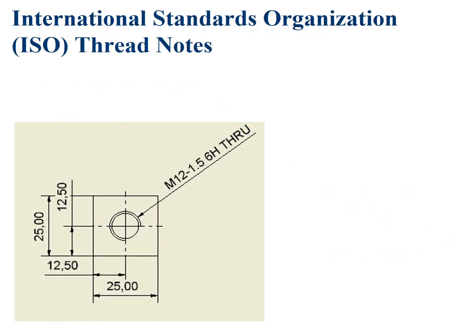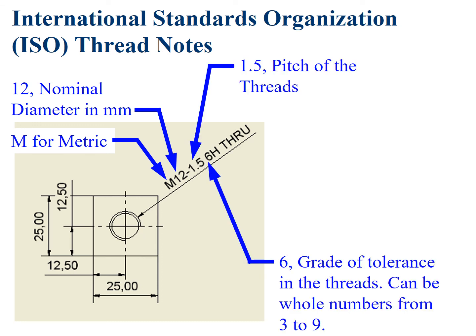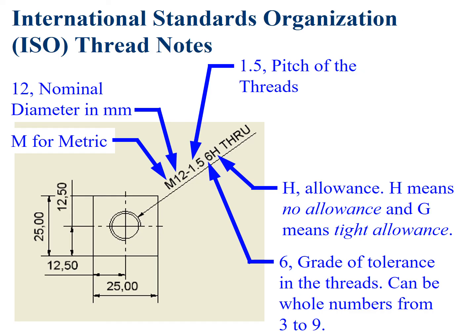The International Standards Organization thread notes include a designation M for metric, the nominal diameter in millimeters, the pitch of the threads, and the grade of tolerance in the threads. They can be whole numbers that range from 3 to 9. For the tolerance, H means no allowance and G means tight allowance.